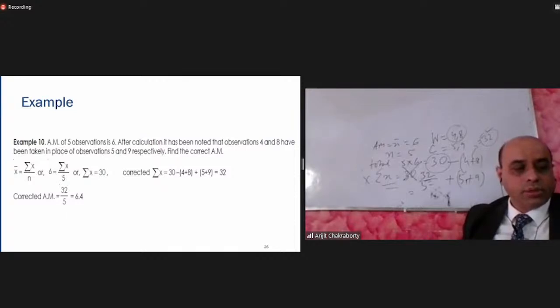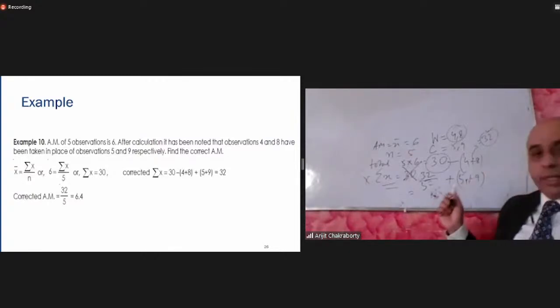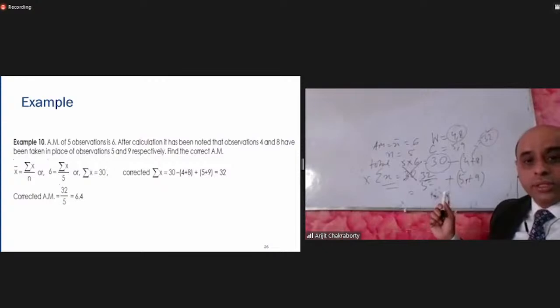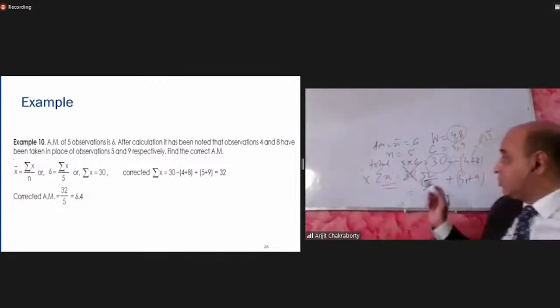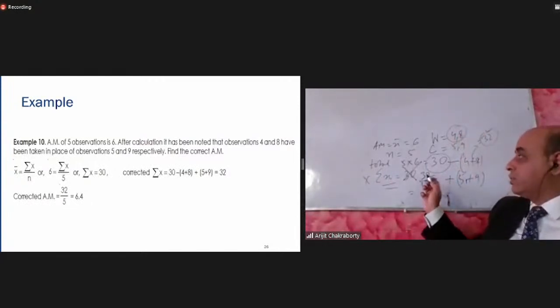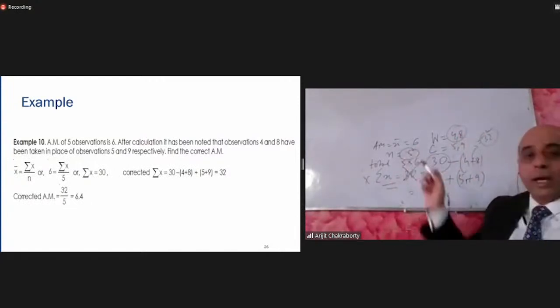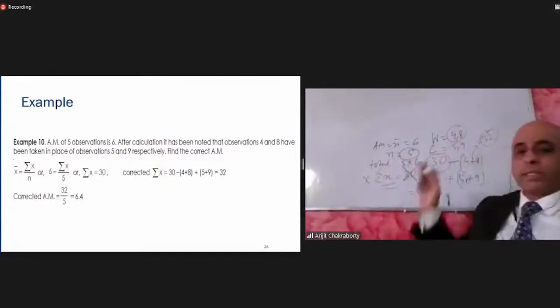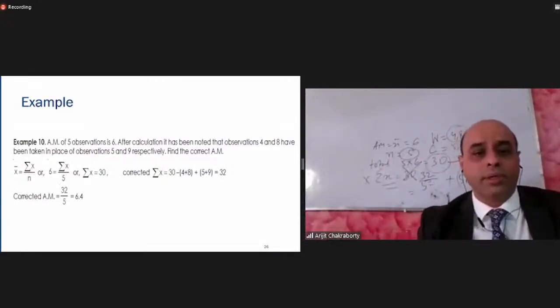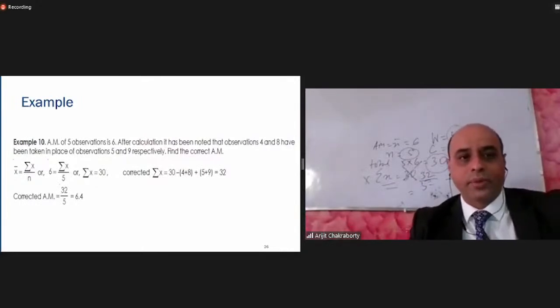Okay. Jyoti, good that you have understood. Bhumika, 32 is the total, yes, but the question is to find the correct AM, the correct arithmetic mean. So you cannot stop at 32. You have to divide 32 by 5. And 5, you know, is the number of observations, which remains the same in both cases. So you get 32 divided by 5, 6.4.